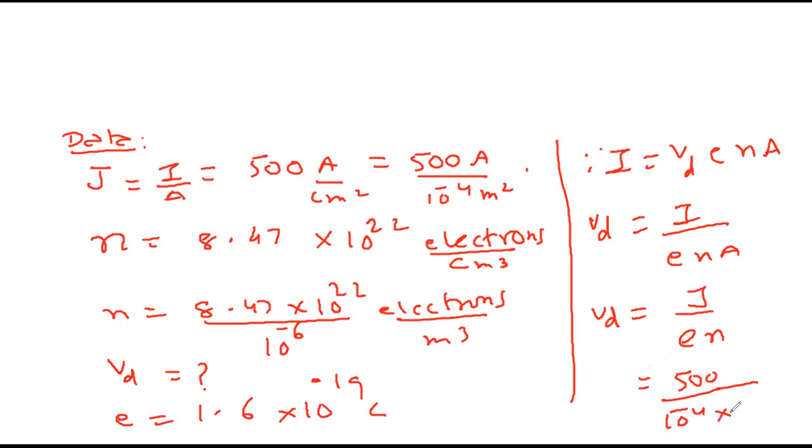Electron charge, oh, this is not there. 1.6 into 10 raised to minus 19. And n is 8.47 into 10 raised to 22. There is no space, so copy this much, then we go ahead.